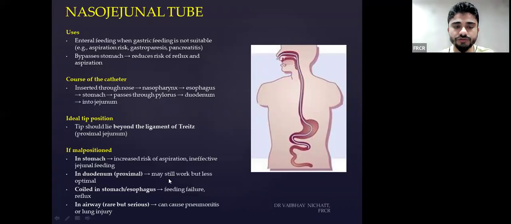The frequency of aspiration will be reduced, and the nasojejunal tube will not work to its full capacity. If it gets coiled into the stomach or esophagus, then whatever you are going to give via the nasojejunal tube will not be able to pass. So the patient might develop feeding failure, and there are increased chances of reflux again. If the tip of the nasojejunal tube enters into the airway, then it can cause pneumonitis or lung injury.